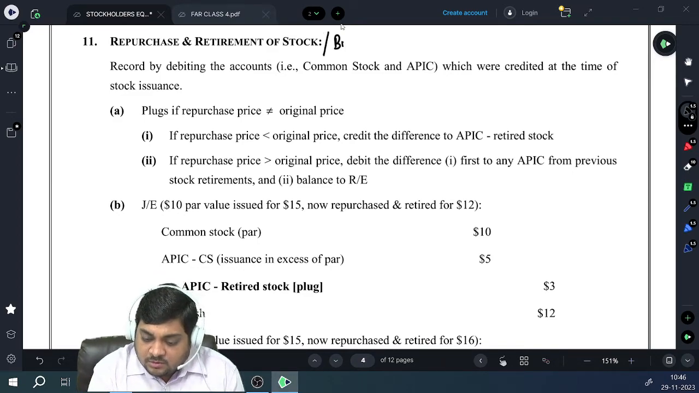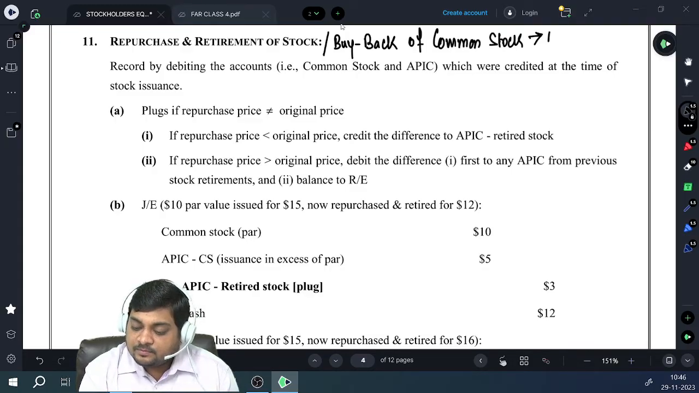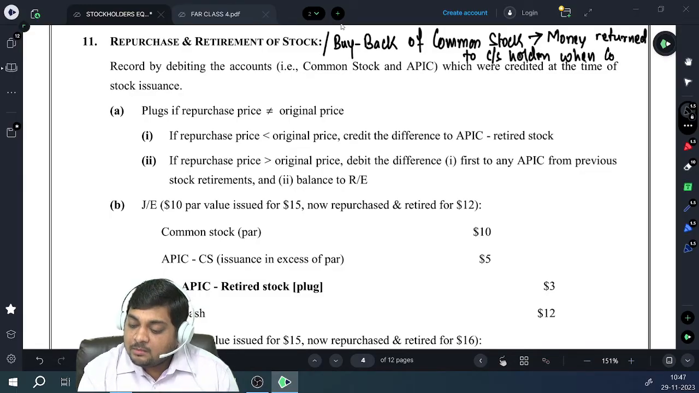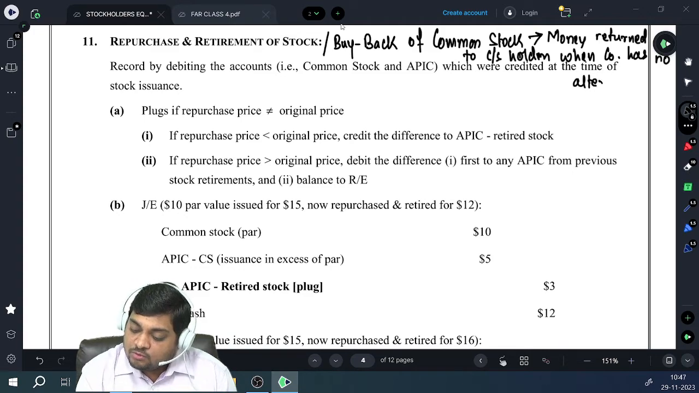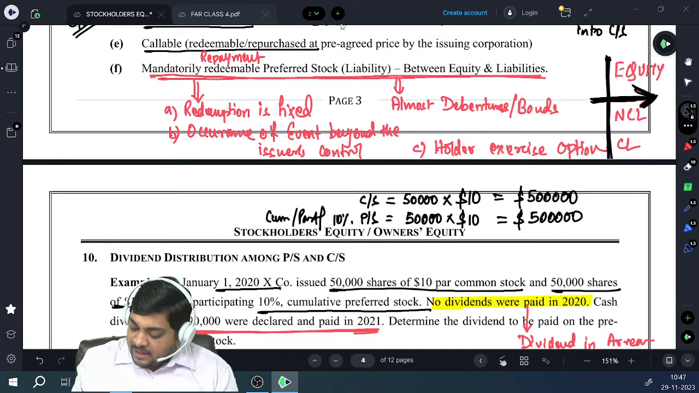So this is buyback of common stock, amount of money returned to common stockholders when the company has no alternate use of money. Basically, it was kept idle.